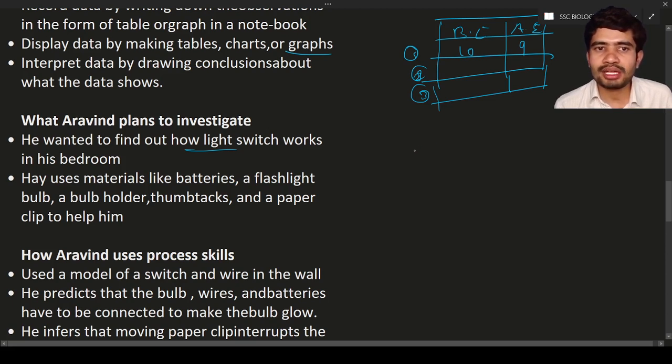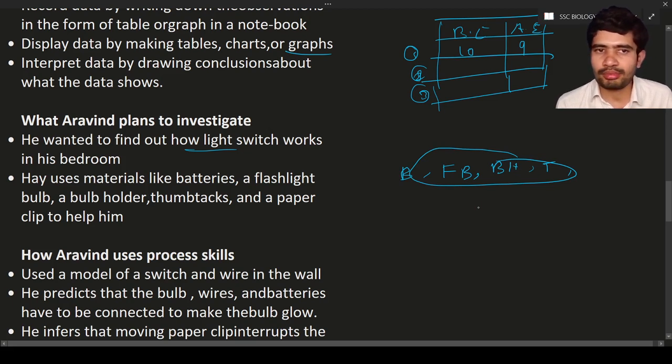So he uses materials like batteries. Next, a flashlight bulb. Next, he's going to use a bulb holder. Next, he's going to use thumb tacks, which means small pins, and also a paper clip to help in his experiment. These are the materials that are required by him to do the experiment.